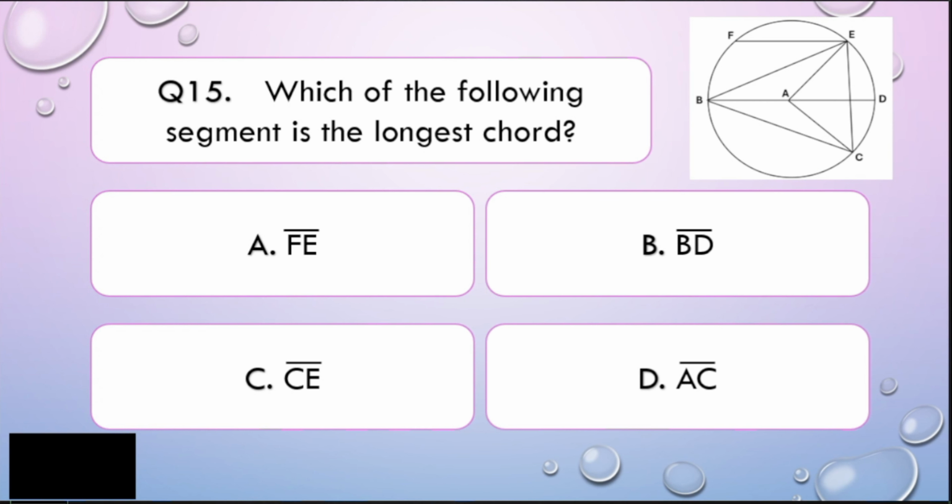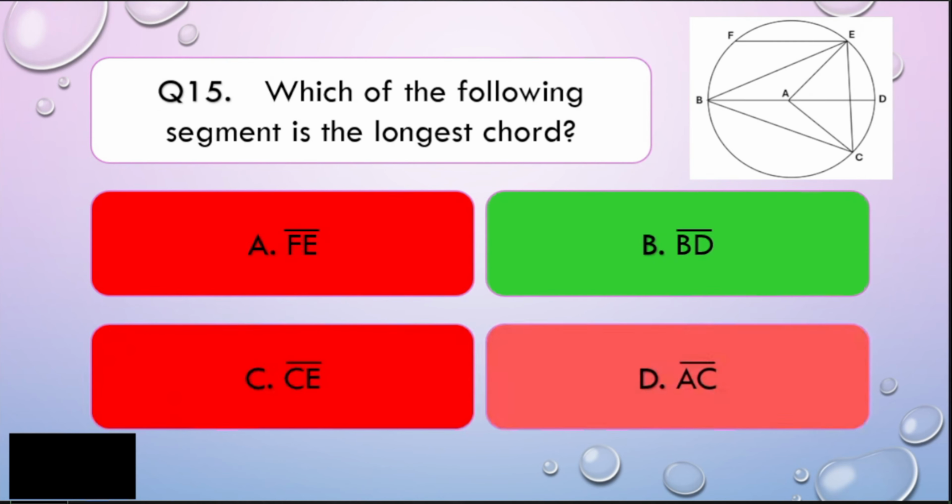Alright, my dear math learners. Now, this is one of the easiest questions if you have learned about circles. Now, in the parts of the circle, remember that the longest chord in a circle is basically the diameter. So, we will find the diameter in this given figure. So, that is BD or DB. That is the only one. Alright, we already got our correct answer. Easy, right? Very easy, my dear math learners.